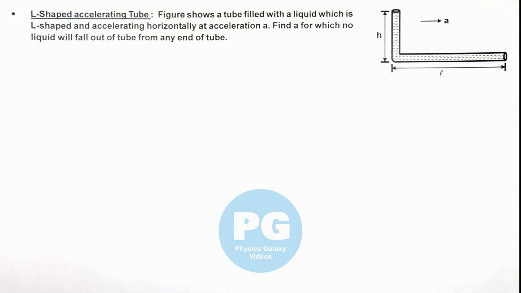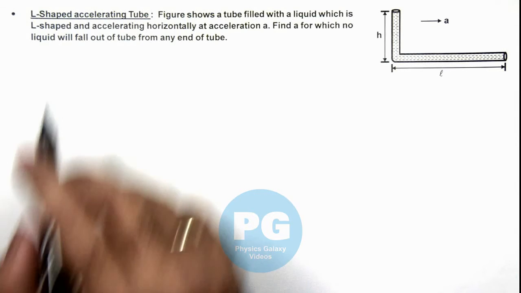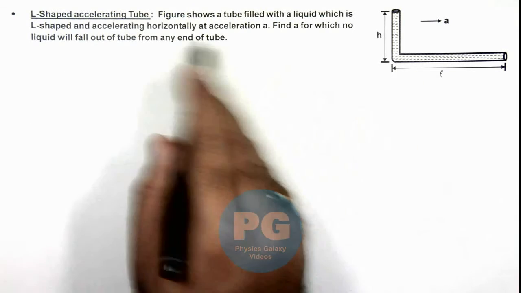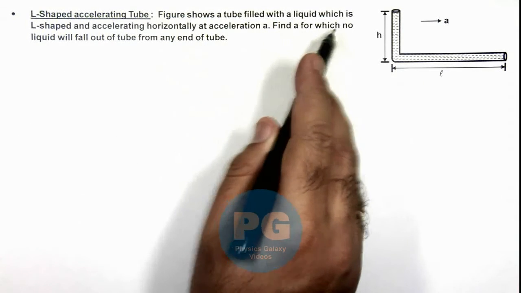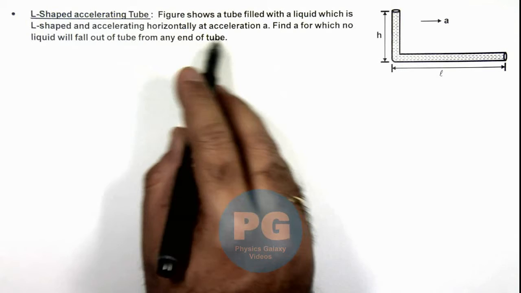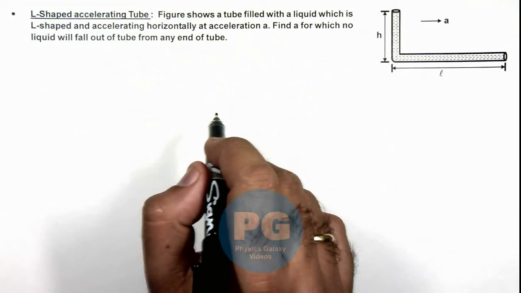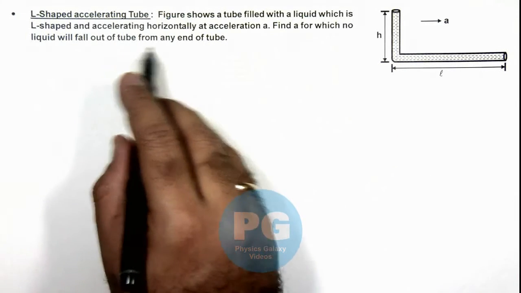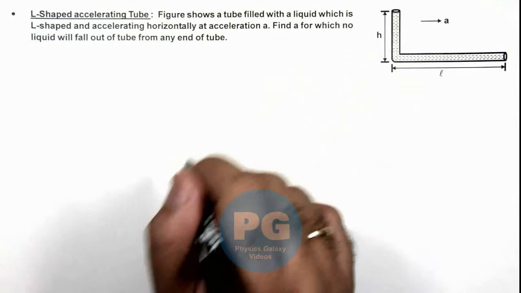In this illustration, we'll be analyzing a given L-shaped accelerating tube. Here the figure shows a tube filled with a liquid which is L-shaped and accelerating horizontally at acceleration A. We are required to find A for which no liquid will fall out of the tube from any ends of the tube which are open.